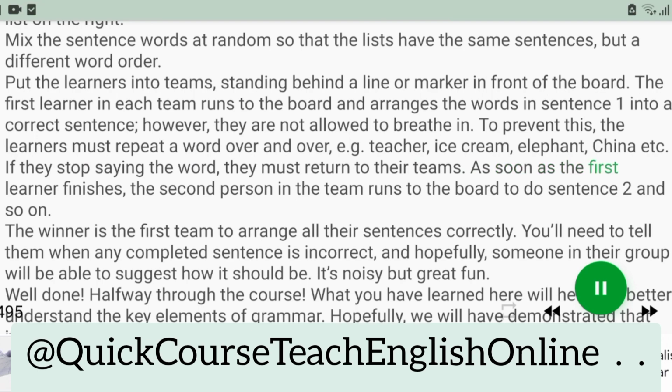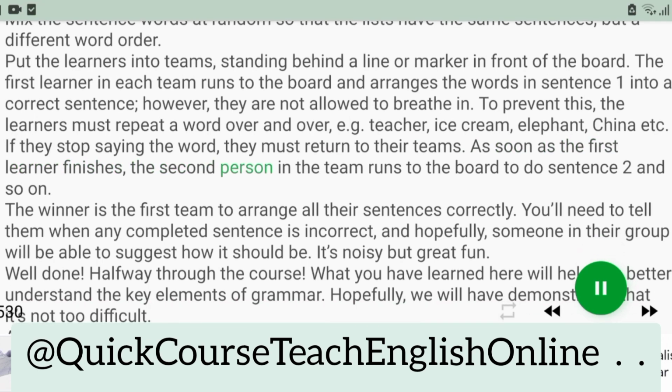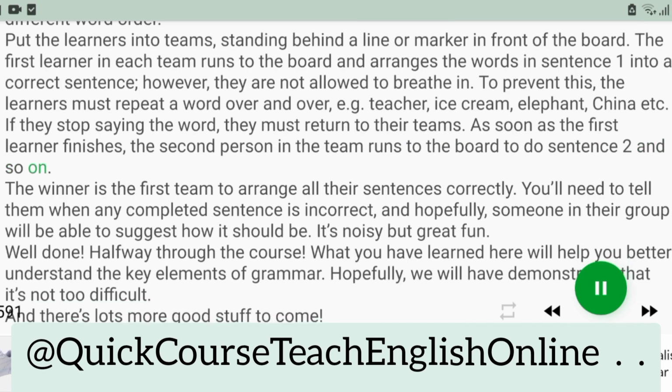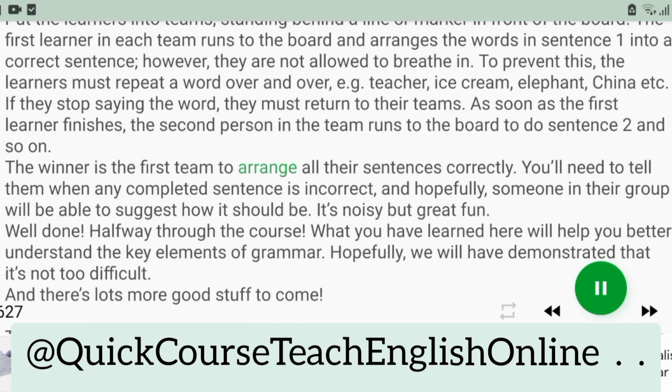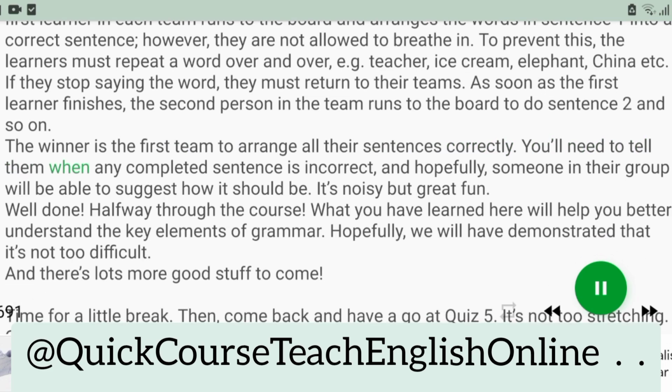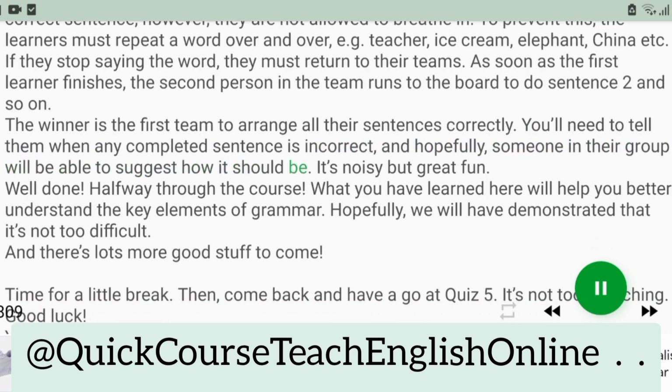As soon as the first learner finishes, the second person in the team runs to the board to do sentence 2 and so on. The winner is the first team to arrange all their sentences correctly. You'll need to tell them when any completed sentence is incorrect, and hopefully, someone in their group will be able to suggest how it should be. It's noisy but great fun.